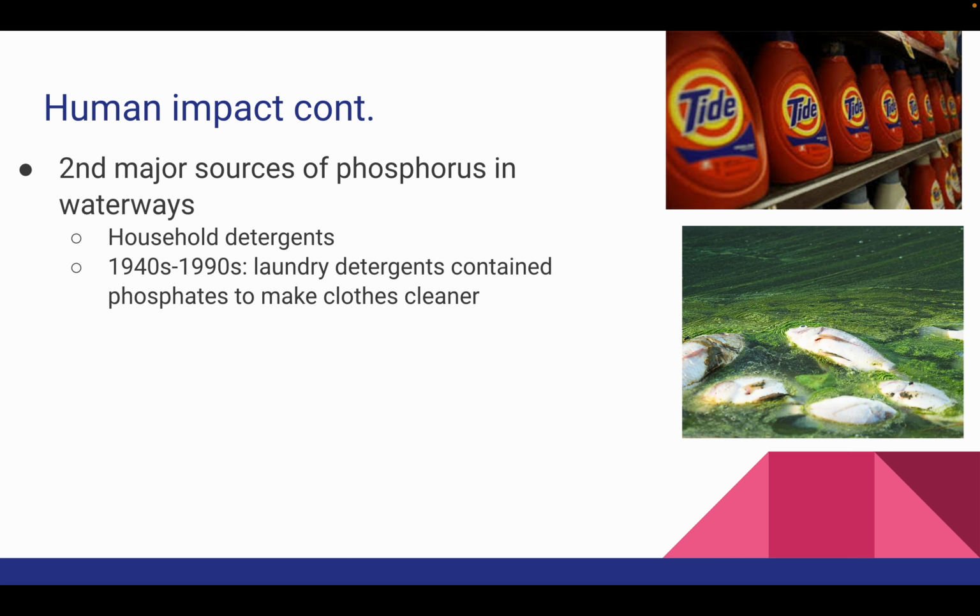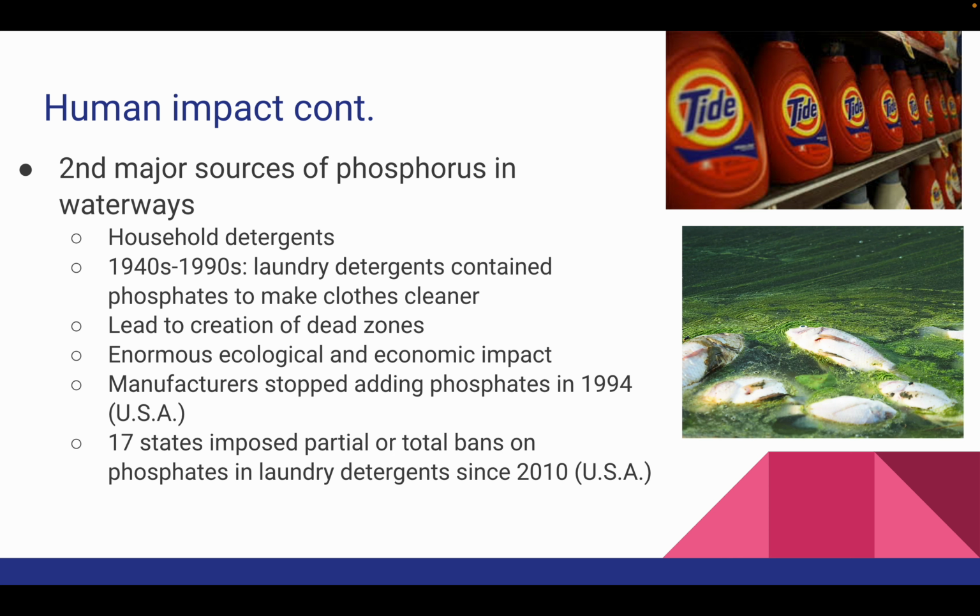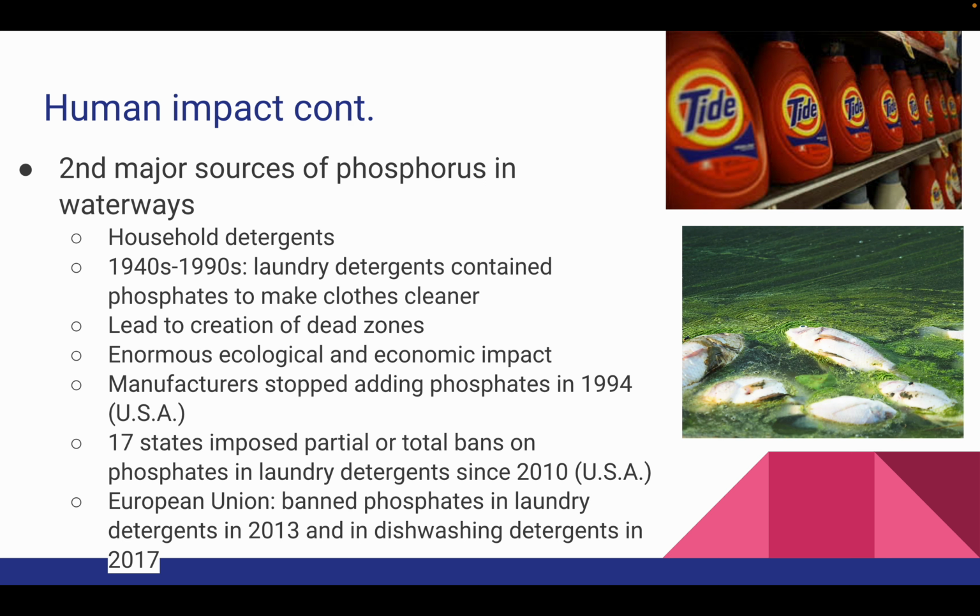Now, another big source besides fertilizers is detergents, laundry detergents. From the 1940s to the 1990s, laundry detergents in the United States contained a large amount of phosphates. Actually, around the world they did. Led to the creation of various dead zones, which had a huge economic and ecological impact. Now, manufacturers stopped adding phosphates in 1994 in the United States, and several states since 2010 have actually had partial or full bans on the use of phosphates in cleaning laundry detergents. The European Union banned phosphates in laundry detergents in 2013, but also expanded it to ban them in dishwashing detergents in 2017.